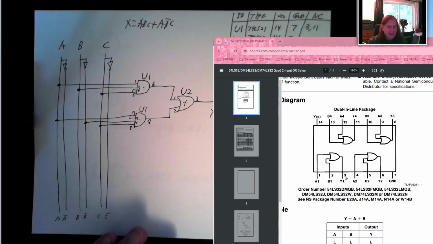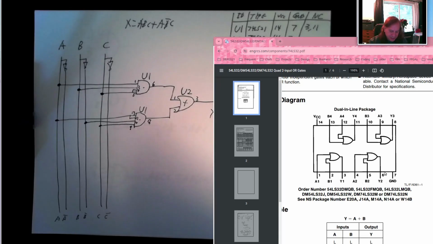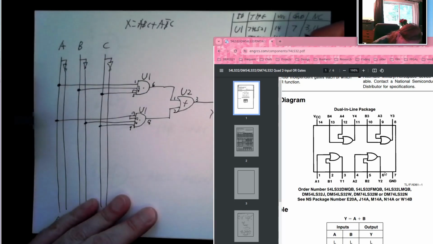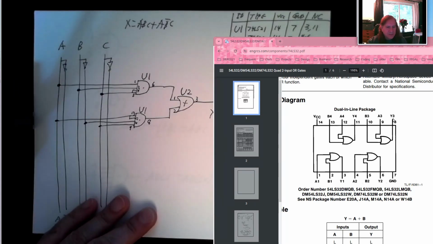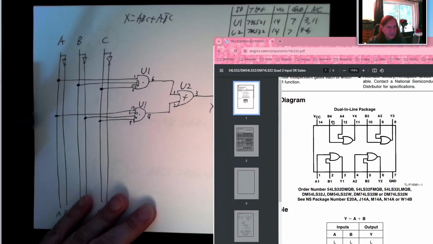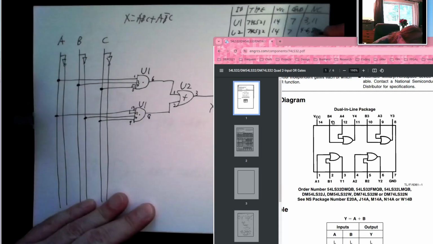And now I have a lot of unused pins. 4, 5, and 6 are unused. So I'll list 4 through 6 as no connection. 7 is our ground. 8 through 13 are also unused. So I'll list 8 through 13.